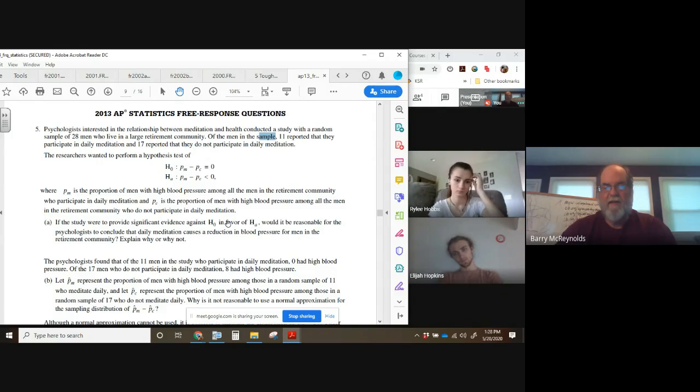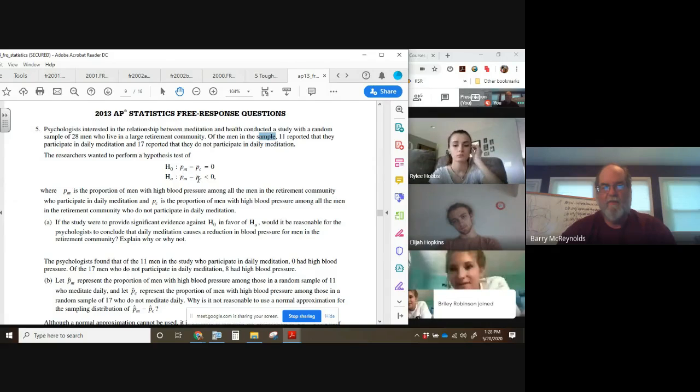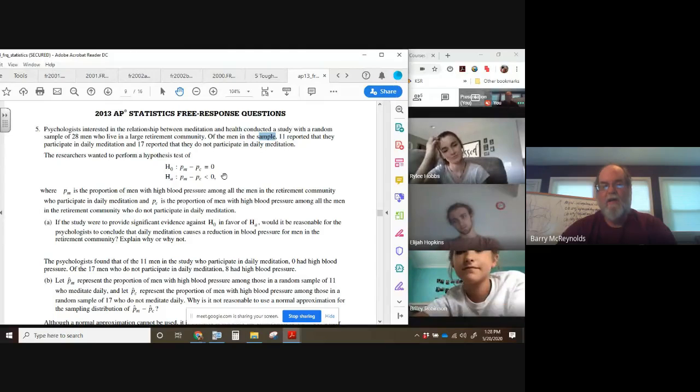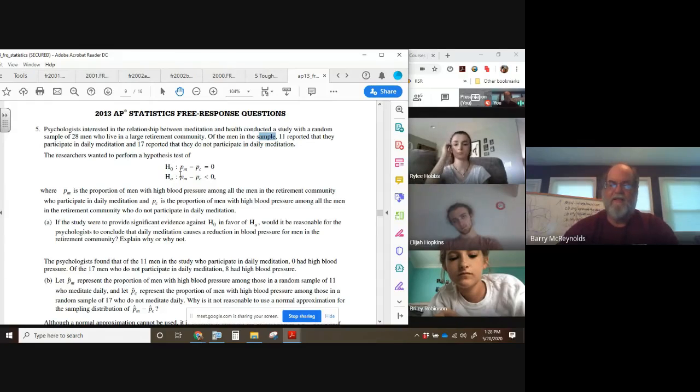They noticed that the blood pressure of those who meditate apparently was lower than the blood pressure of those who don't. They got a numerical value. But this is just an observational study, and so you cannot draw an inference from an observational study. You have to conduct an experiment where you impose a treatment.